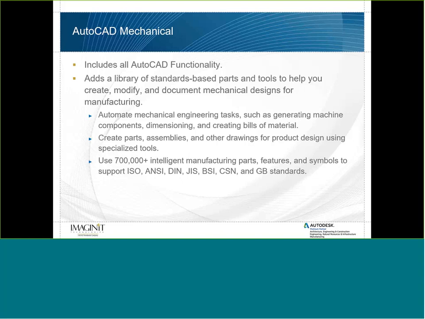All of the bills of materials that are created in AutoCAD Mechanical are always dynamic type bill of materials. So as you update and add additional intelligent parts and these standard parts that are included in the library, it will automatically update these bills of materials. You can create parts, assemblies, and other drawings for product design using the specialized tools, and there's over 700,000 intelligent manufacturing parts already included in the software. In most cases, you don't need to do a lot of additional programming or very little to actually get all of the pieces and parts that you're normally using.